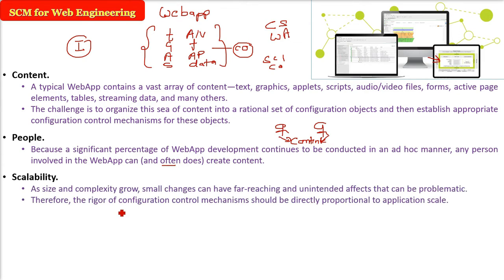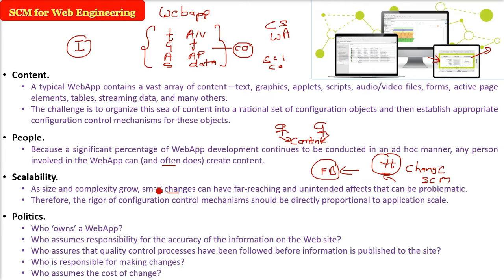So scalability is important, because have you thought about Facebook? Have you thought about YouTube? When FB came, how many users were there? When YouTube came, how many users were there? Now worldwide, everyone has a Facebook account, everyone is using YouTube. So as the size and complexity grow, smaller changes can have very far-reaching, global and unintended effects that can be problematic for the business and for the software team also. Therefore, a configuration control mechanism has to be properly made and managed, directly proportional to the application scale.